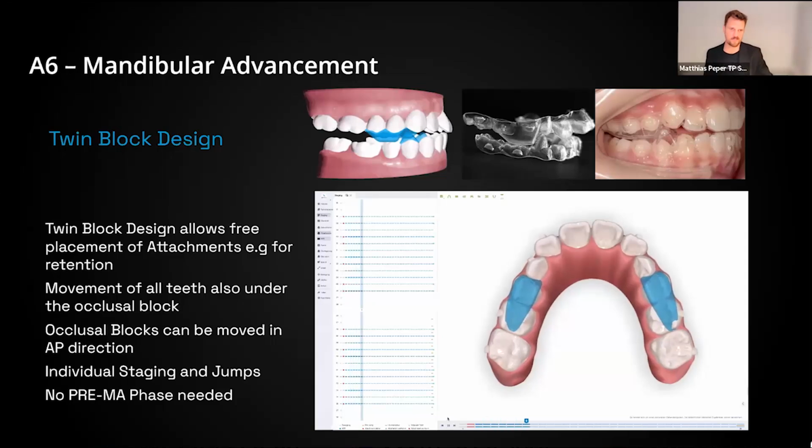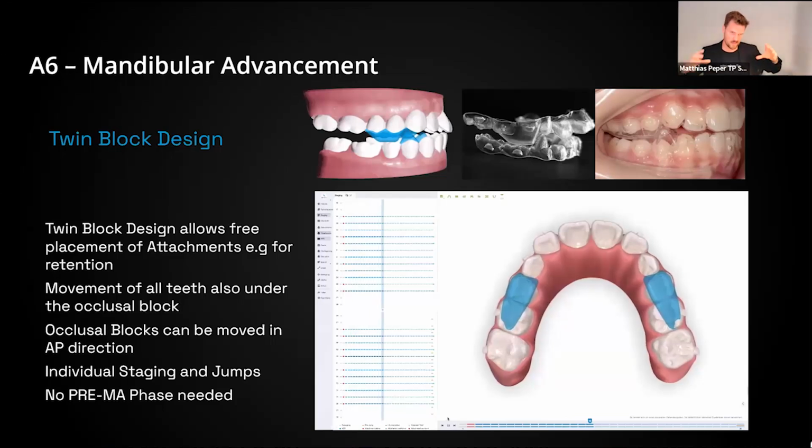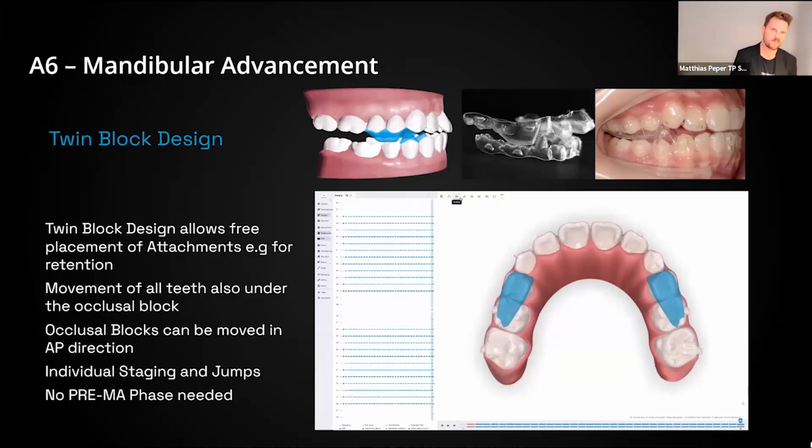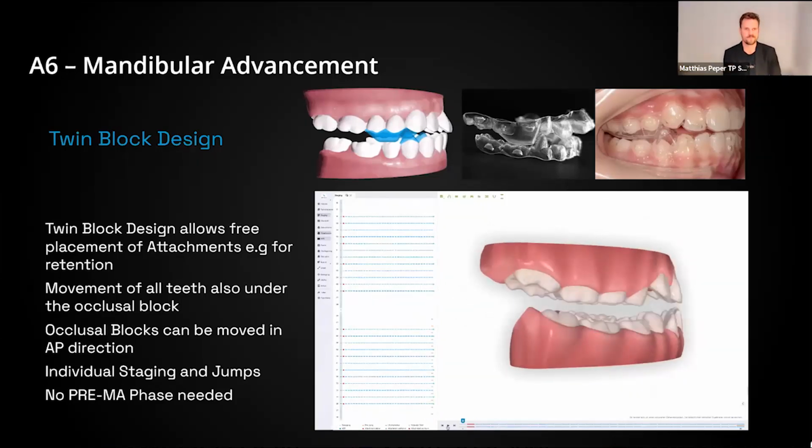Expansion. During the expansion, you can already see the twin block design. You can already see the occlusal twin block and the movement. Yeah, just from the beginning, giving the power for the proclination of the lower arch. Yeah, you can also see it out of this position here.